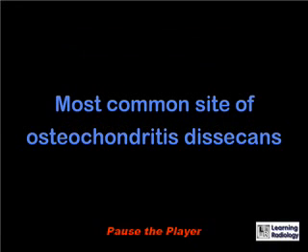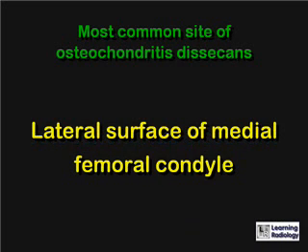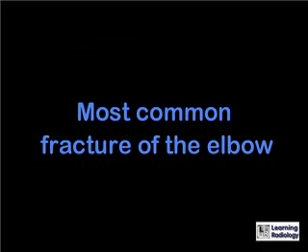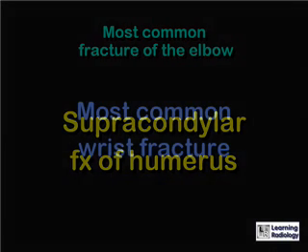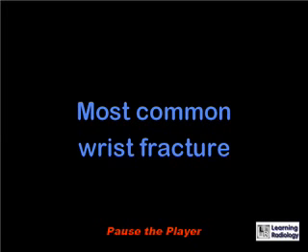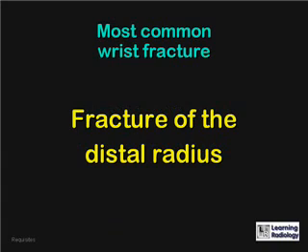What is the most common site of osteochondritis dissecans? The lateral surface of the medial femoral condyle of the knee. What is the most common fracture of the elbow? A supracondylar fracture of the humerus. What is the most common wrist fracture? A fracture of the distal radius.